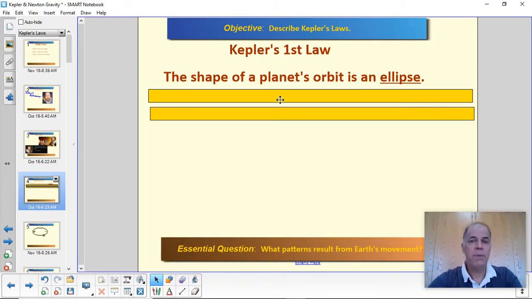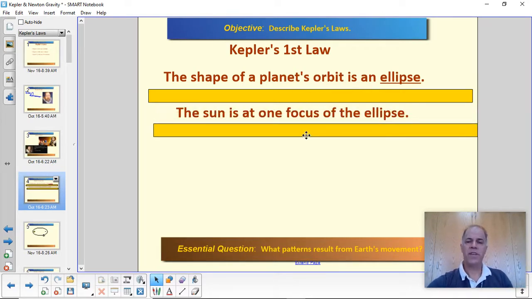Now, before this time, it was believed that the orbits of the planets were perfect circles because a circle is a perfect shape with no beginning and no end. It's eternal and therefore divine and perfect. So the shapes of the orbits must be circles. Kepler, by crunching the numbers, figured out, nope, not so much. It's actually an ellipse. And I'll explain what an ellipse is in just a moment. The second part of this is that the sun is at one focus of the ellipse.